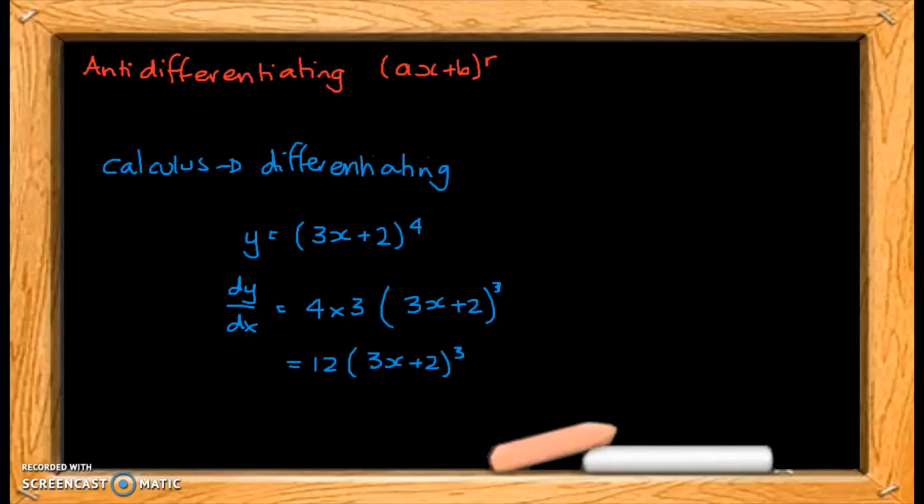In other words, what we see happening here is my coefficient and my powers combine and multiply to come out the front. And there they are. My expression in the middle stays the same and the power drops down by 1.